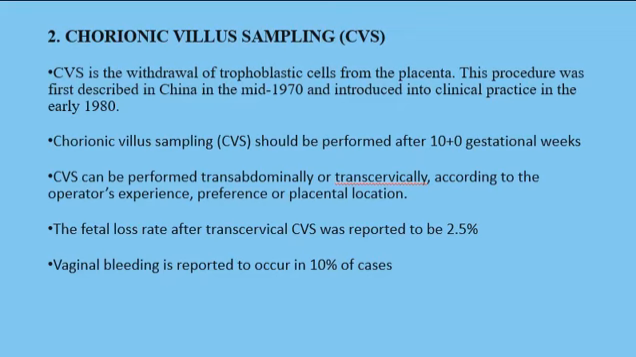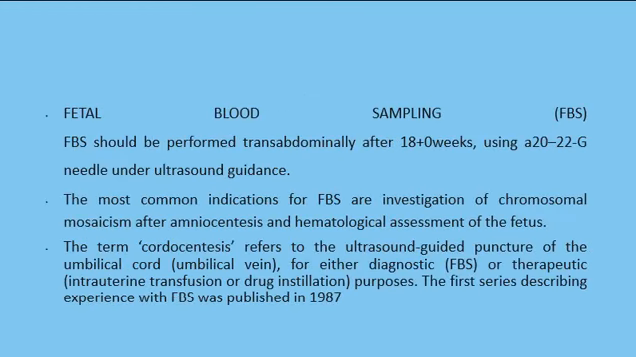Fetal blood sampling, FBS. FBS should be performed transabdominally after 18+0 weeks, using a 20-22G needle under ultrasound guidance. The most common indications for FBS are investigation of chromosomal mosaicism after amniocentesis and hematological assessment of the fetus. The term chordocentesis refers to the ultrasound-guided puncture of the umbilical cord, umbilical vein, for either diagnostic, FBS, or therapeutic purposes, intrauterine transfusion or drug instillation. The first series describing experience with FBS was published in 1987.